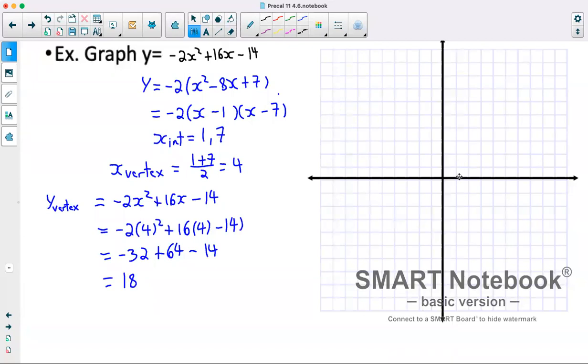So, x-intercepts at 1 as well as 7, y-intercept of -14, and our vertex is at 4, 18. So it will be a bit off our graph in this case. Our graph will look something like this.